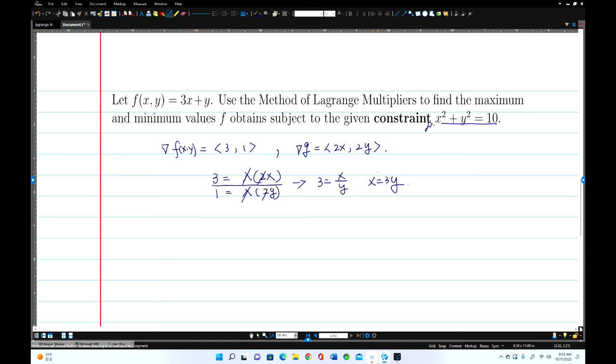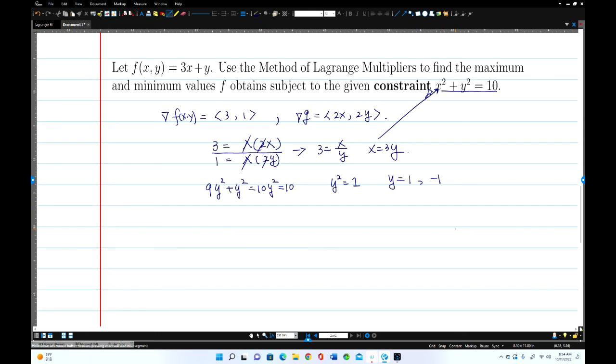Now you have the constraint over here, so we're going to replace x. X squared is 9y squared, so 9y squared plus y squared equals 10y squared. That equals 10. So y squared equals 1. From here, the value of y is plus or minus 1. When y is plus or minus 1, what is x? X is 3 times that, so 3 and negative 3. So we got 2 points. X is first always. 3 and 1. The second point is negative 3 and negative 1.